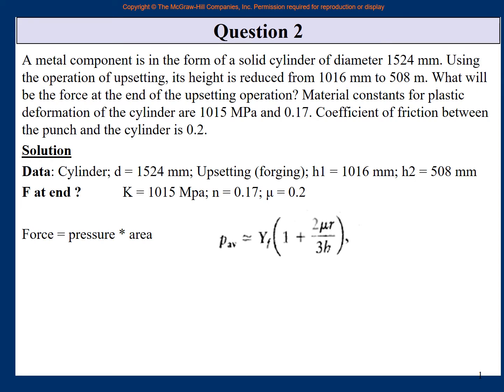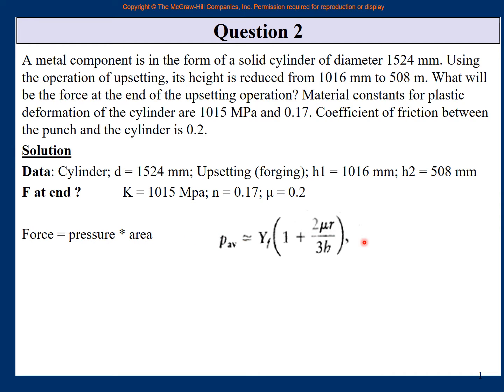Then the formula for pressure in forging is Y1 plus 2 mu R upon 3H. Of course, right? This is the formula when coefficient of friction is given. So coefficient of friction is there. If the coefficient of friction was not there, then this will be 0. So this part will be gone away. So this is the formula, right? So force is pressure into area.